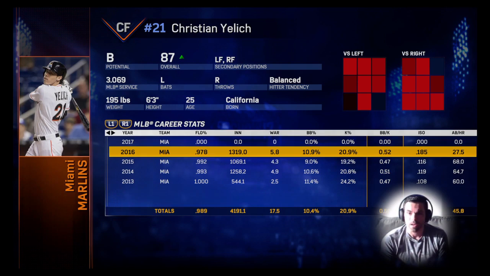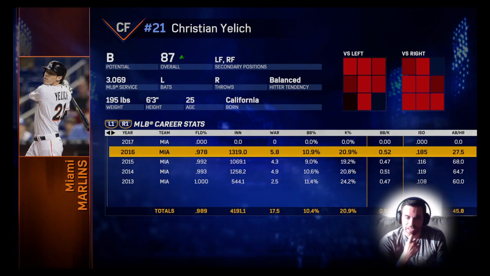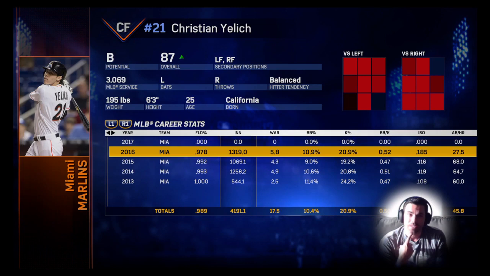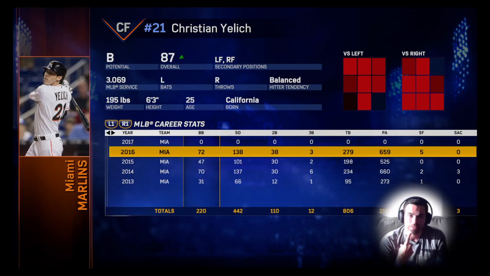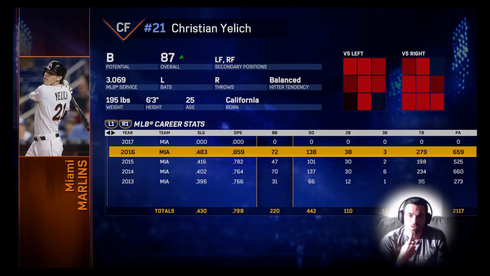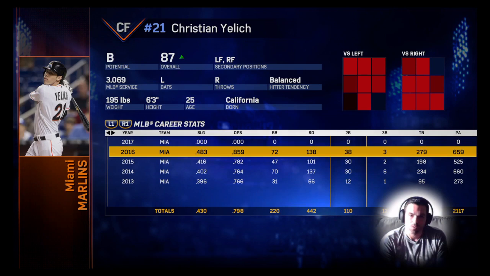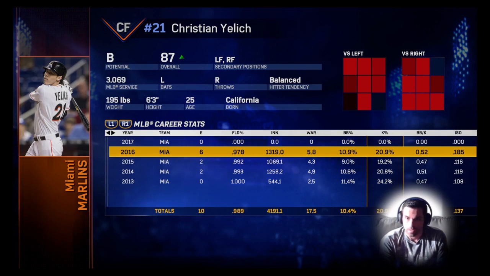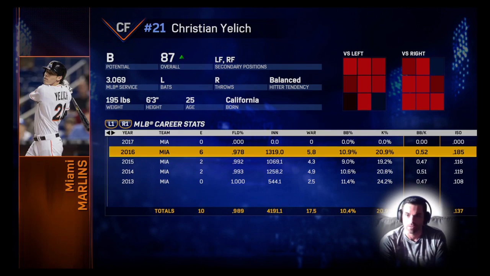Base on balls over Ks is another really cool stat that I like. It goes hand in hand with that base on ball percentage. If we look at his season here, and if we look at the number of strikeouts and walks he had, 138 strikeouts and 72 walks, right? So basically, strikeouts and walks will give us this base on ball over K ratio, or I should say the other way around, right? Obviously, base on balls is divided by K.